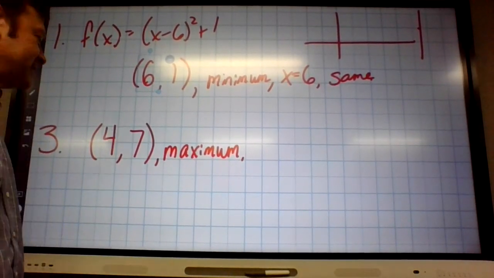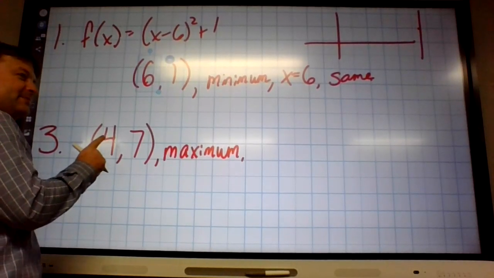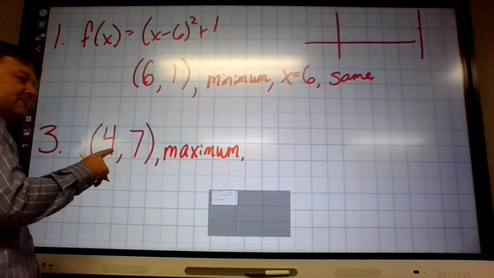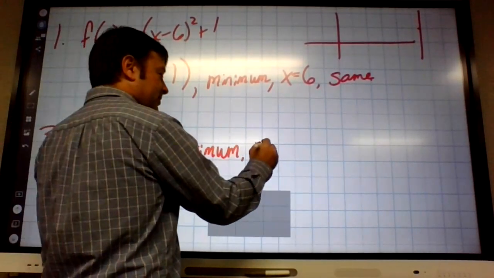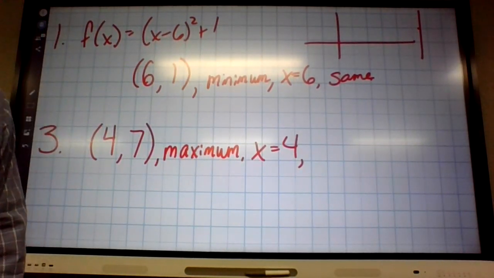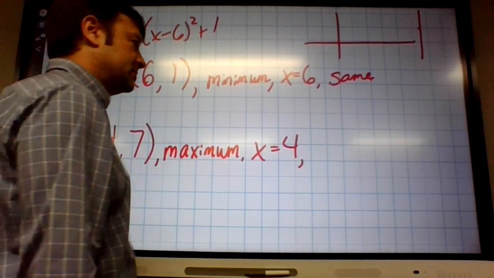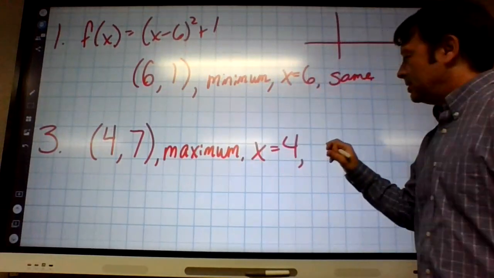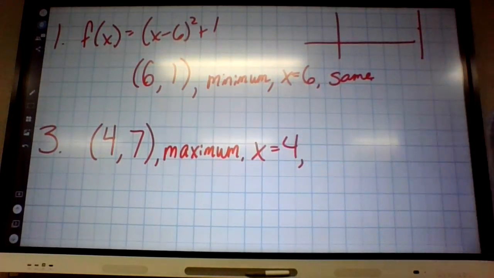What's the axis of symmetry? 4. X equals 4. Ding, ding, ding. Okay. Is it gonna be steeper or flatter than normal? Flatter.